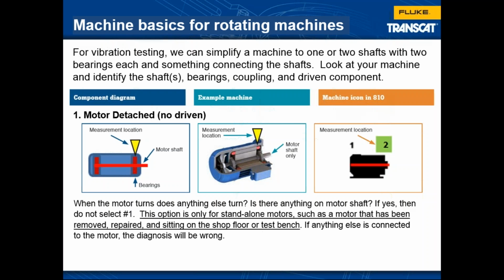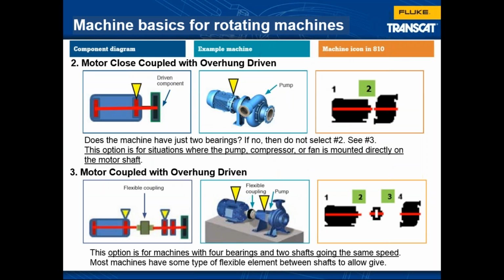Another couple of motor types would be a direct drive or motor close coupled machine, where the pump or the fan impeller is mounted directly on the motor shaft, so here you just have the motor bearings. Another one is a coupled motor. So you've got a motor shaft with two bearings and a pump shaft with two bearings and a coupling in between. Both shafts going the same speed, but you would take a measurement from the motor bearing and a measurement from the pump bearing.